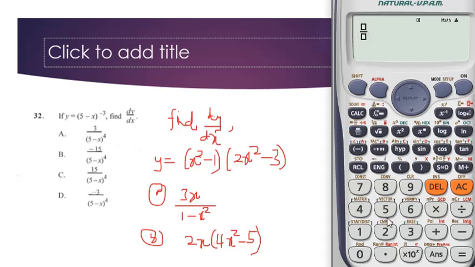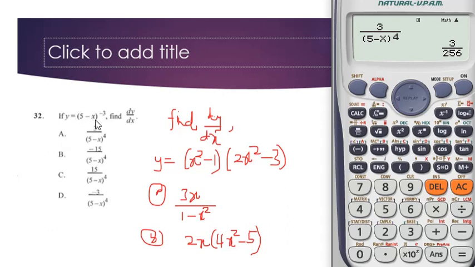So let's do that. We are checking for A. We have 3 divided by (5 minus x) raised to the exponent 4. So let's check that. In order to check for the specific answer correlating to the question, you click on this and then insert your x value. When calculating for this, you use x to be 1, so input 1. Let's click equal to.